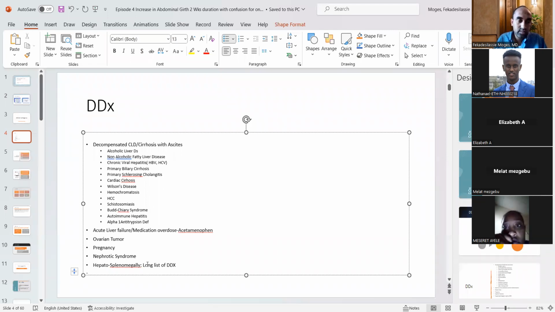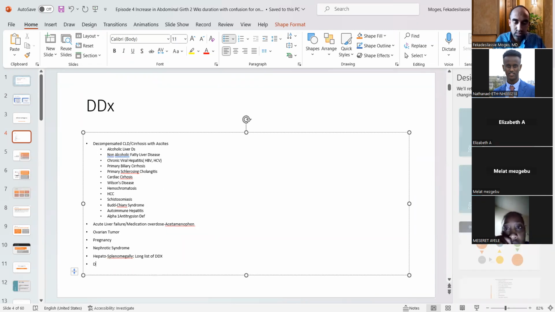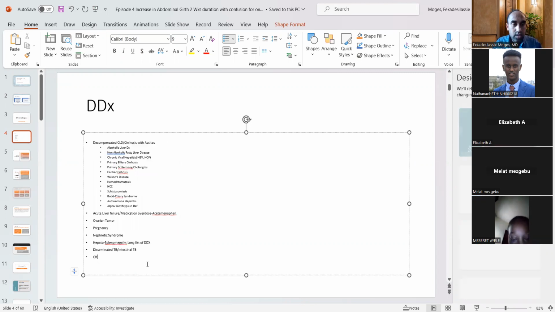What kind of TB? Intestinal. Disseminated TB or intestinal TB with ascites, okay. Congestive heart failure and intestinal obstruction were also mentioned. Congestive heart failure. So guys, be systematic.